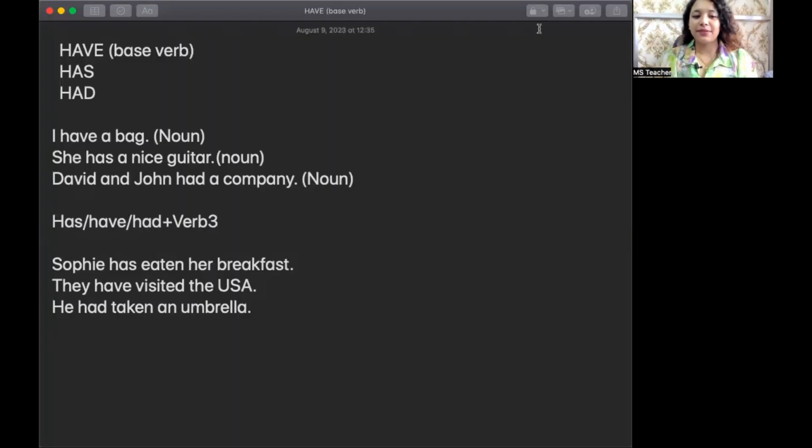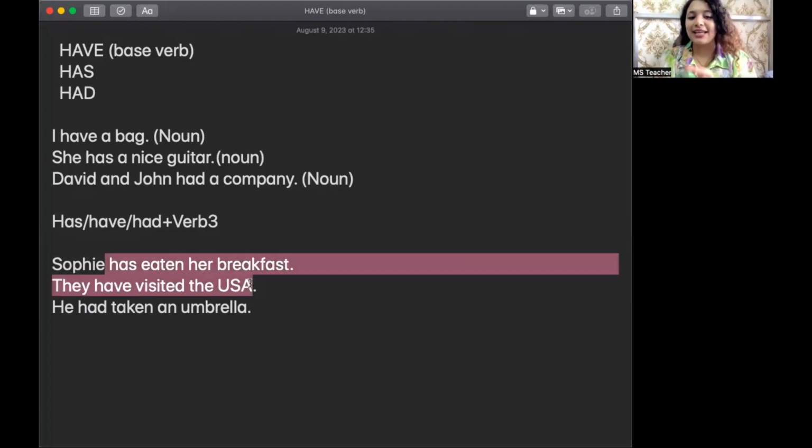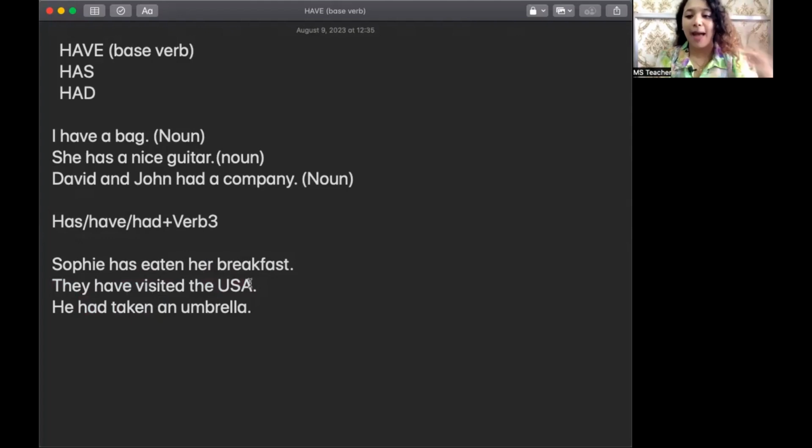Here are the examples with has, have, had, and V3. When we use has and have, it means the activity has already happened, but the effect of that event is still there in the present. But for had, it means the activity was already done in the past and the effect of that event has already died down and does not carry any effect in the present. That is when we use had.